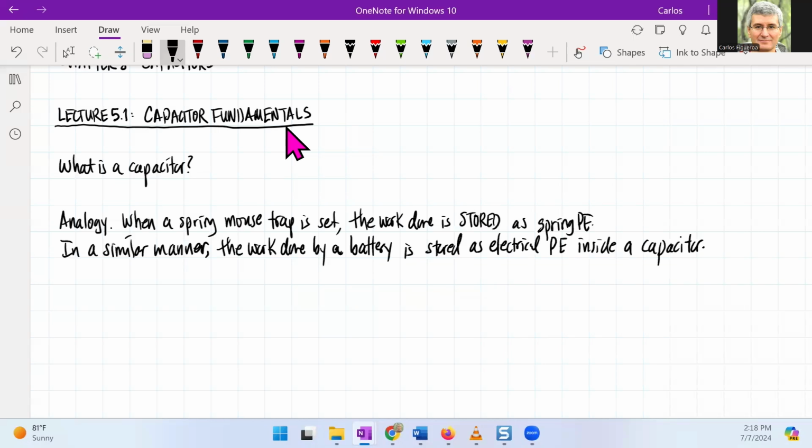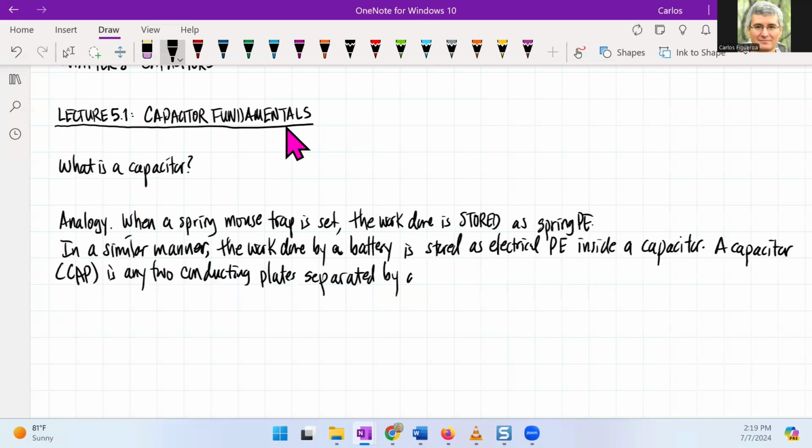So a capacitor, and sometimes you'll hear me say the word cap, is any two conducting, or just two conductors, but the most important one is parallel plates. So we have two conducting plates separated by a dielectric.